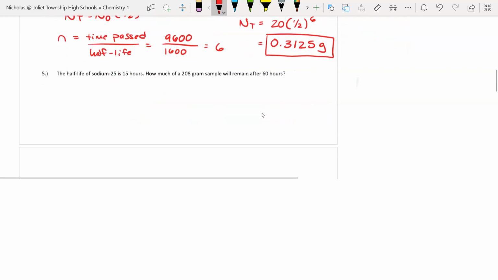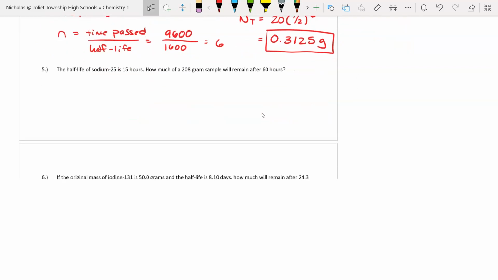Okay. I'm going to do one more with the table, and then I think for the remainder of these, I'm going to do the half-life equation, just again, because that's my personal preference. I feel like the table is kind of self-explanatory. You just list everything out. So let's do one more with the table.